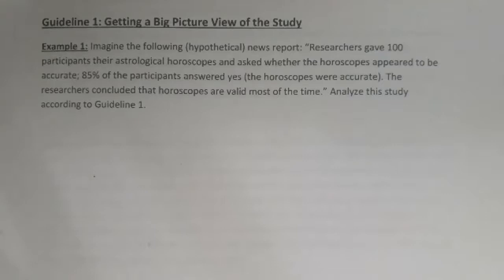Okay. So the first example, it says, imagine the following hypothetical news report. Researchers gave 100 participants their astrological horoscopes and asked whether the horoscopes appeared to be accurate. 85% of the participants answered yes, the horoscopes were accurate. The researchers concluded that horoscopes are valid most of the time. Analyze the study according to guideline 1. So we want to know, is this observational or is this experimental?